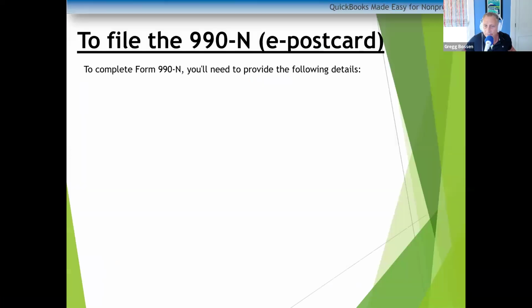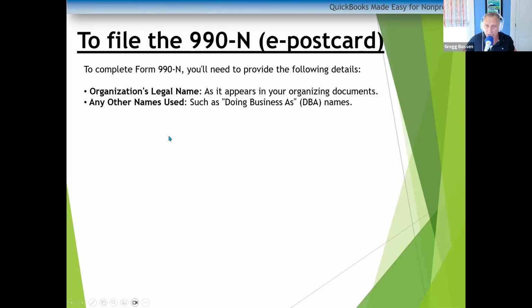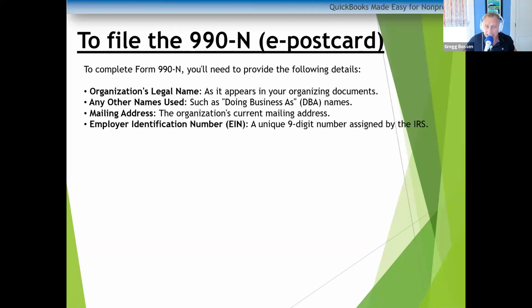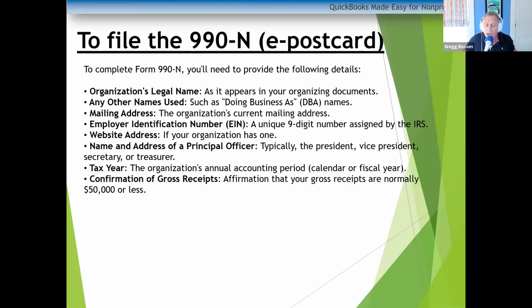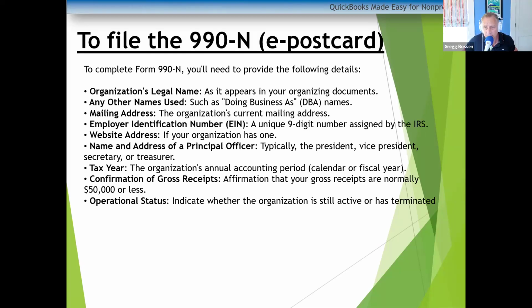Once you're in, to file the 990N you're just answering some questions. You're putting in the organization's legal name, any DBA names used, the mailing address of the organization, the employer ID number, the website, the name and address of the officer, the year you're filing for, and a little thing where you're affirming that your gross receipts on average are less than 50,000. That's it. It's just these exact bullet points. It's not a big deal once you get on there. Oh, you also have to say whether your organization is still active.